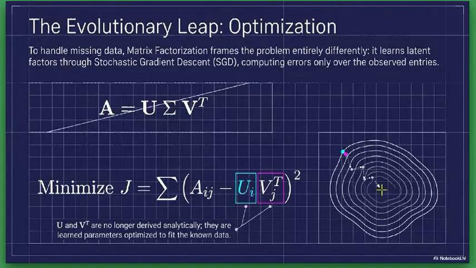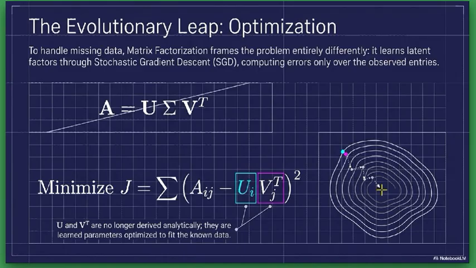Picture a massive three-dimensional topographical map of hills and valleys, where the valleys represent the lowest possible error in our predictions. Okay, a topographical map. Stochastic gradient descent is like being dropped onto that landscape blindfolded. You can't see the whole map, that would be analytical math, but you can feel the slope of the ground right under your feet. You feel which way is downhill. Exactly. You take a step in the steepest downward direction, you check your error again, feel the slope, and take another step.